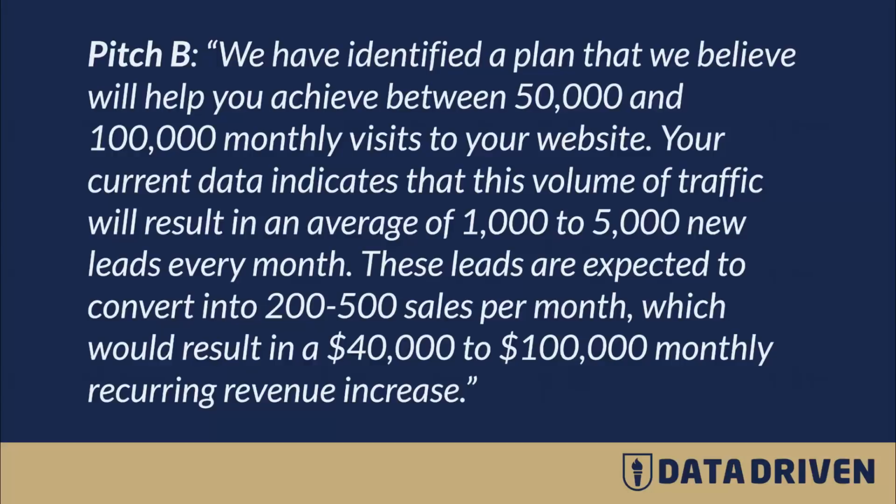Pitch B, you'll already notice here it's much longer and much more specific. We have identified a plan that we believe will help you achieve between 50,000 and 100,000 monthly visits to your website. Your current data indicates that this volume of traffic will result in an average of 1,000 to 5,000 new leads every month, and these leads are expected to convert into 200 to 500 sales per month, which would result in 40,000 to 100,000 monthly recurring revenue increase as a result of these programs. Now, you probably understand which one of these pitches is better. It's pitch B because it's more specific, it's data-driven, and it has some kind of estimate into the range of outcomes you can expect.